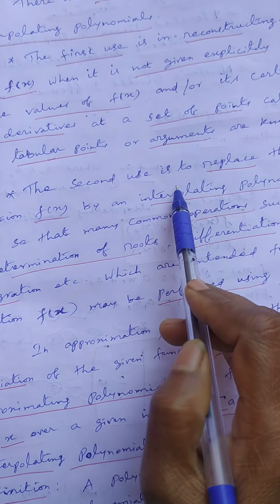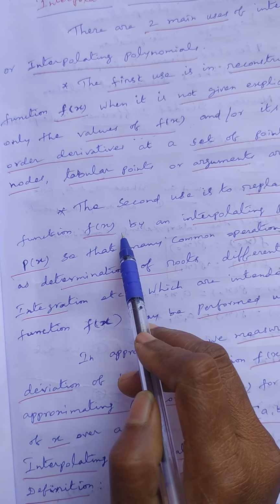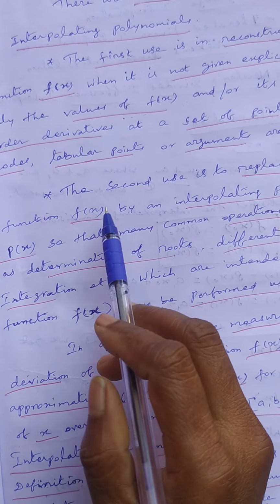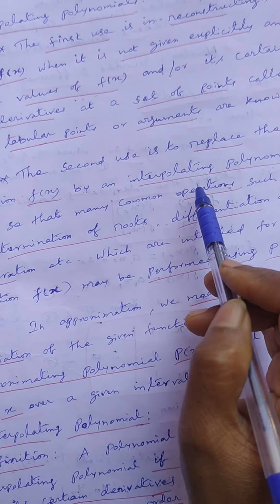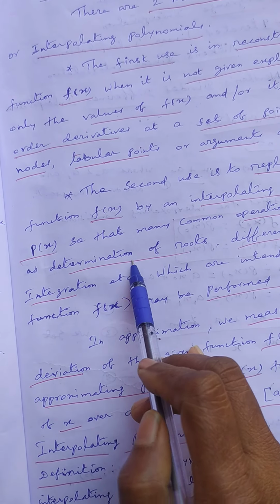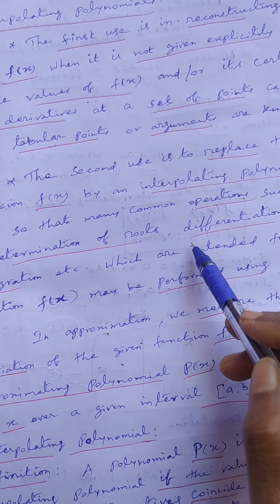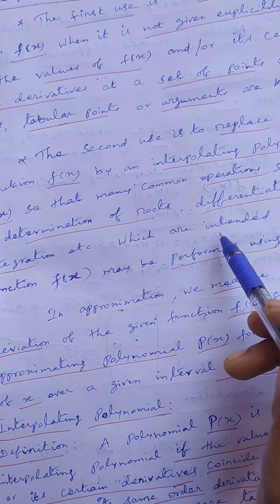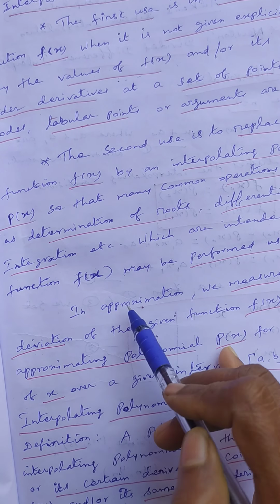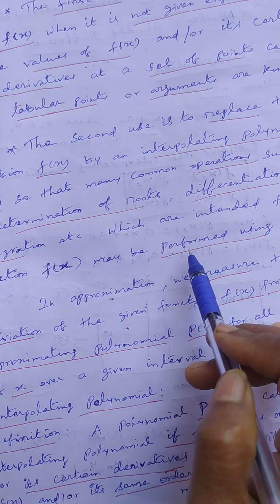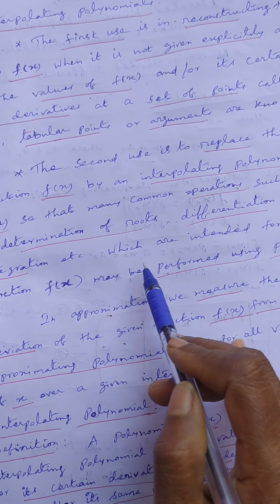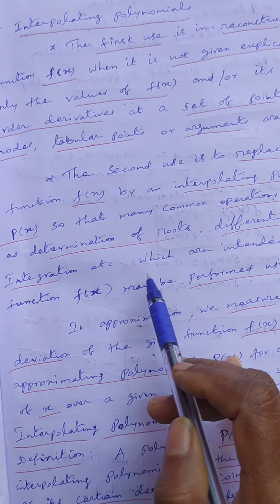The second use is to replace the function f(x) by an interpolating polynomial p(x) so that many common operations such as roots, differentiation and integration, which are intended for the function f(x), may be performed using p(x). Using p(x) we can perform the above operations.